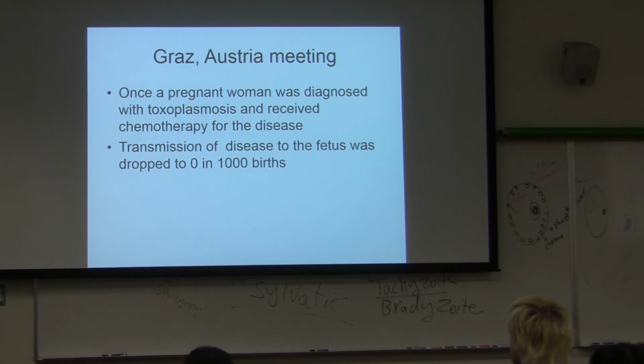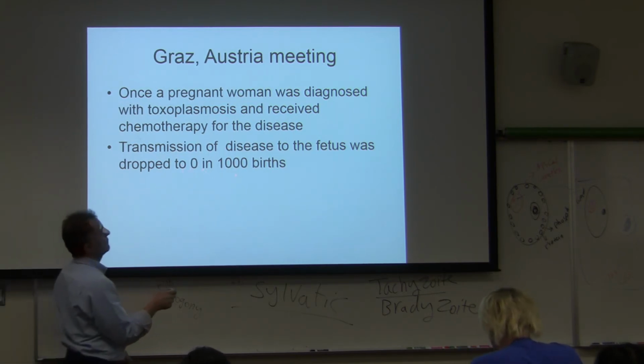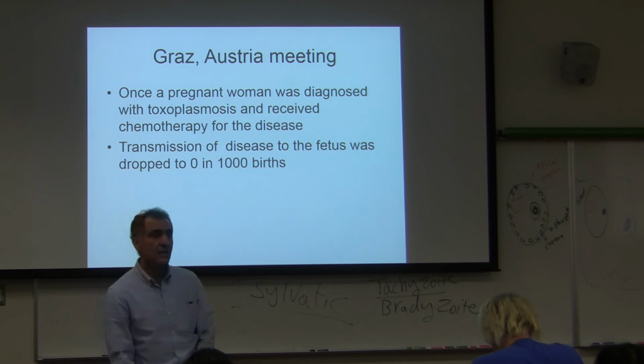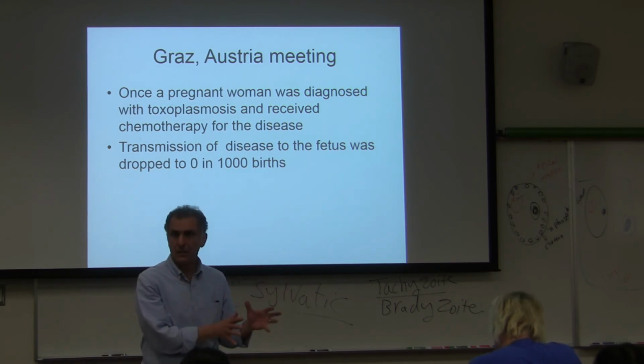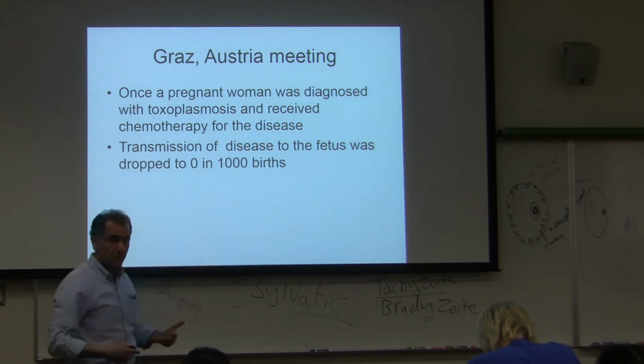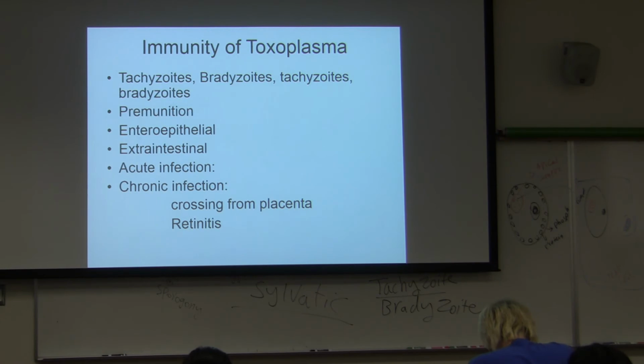This is a scientific research they've done in Graz, Austria, not Australia. Austria is a European country. Once a pregnant woman was diagnosed with toxoplasmosis and received chemotherapy for the disease, transmission of the disease to the fetus dropped to 0 in 1,000 births. As you know, I said during pregnancy you should take the drug clindamycin. Then what happens? The baby's going to be normal, fine. Don't worry about those.